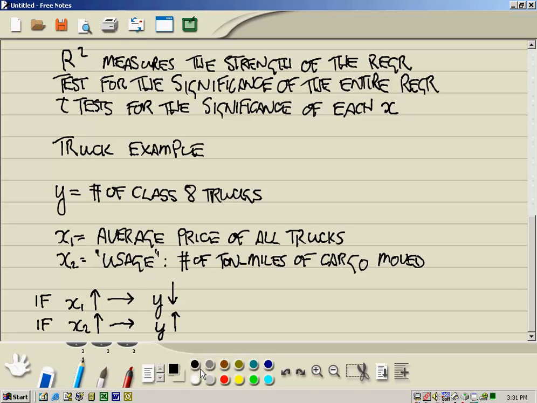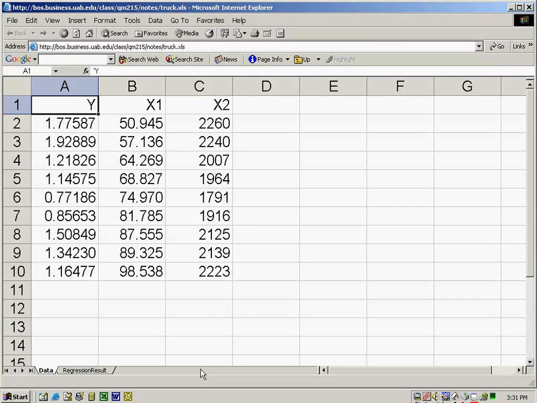Let's now look at the data and then the multiple regression output in Excel for this problem. Alright, here's the data. In the first column we have the y variables, and these are measured in hundreds of thousands. So the first number is actually 177,587 Class 8 trucks sold.